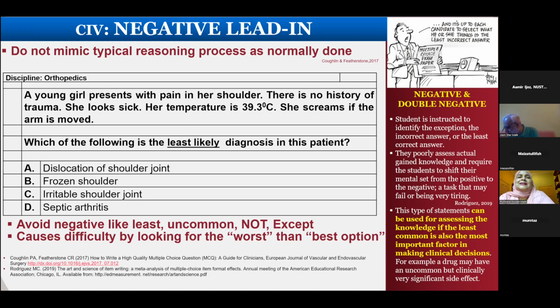In Pakistan, we are using a software, especially in the College of Physicians and Surgeons. We have to enter our MCQs in a pool through an e-portal, and that e-portal uses a software. There are many things in that software, but one very interesting thing is that in the lead-in, it doesn't accept these words. All these words which you have mentioned, like least, uncommon, not, except. That is exactly good.